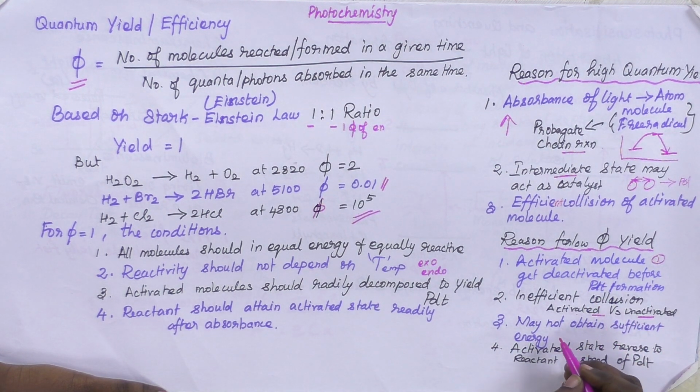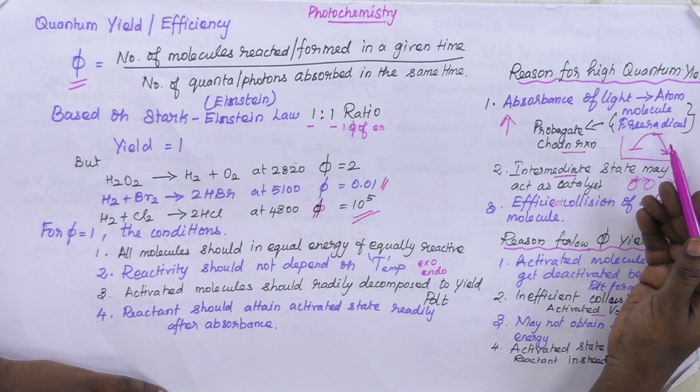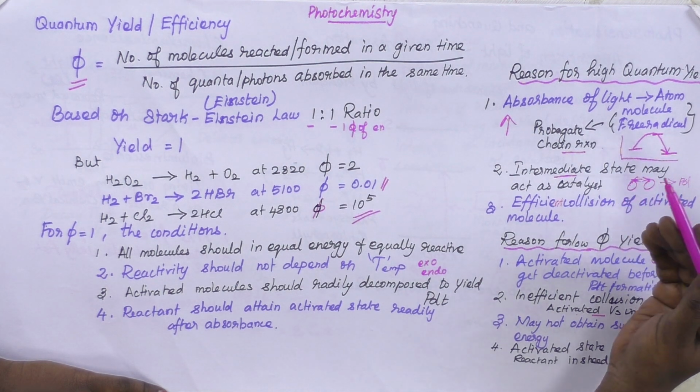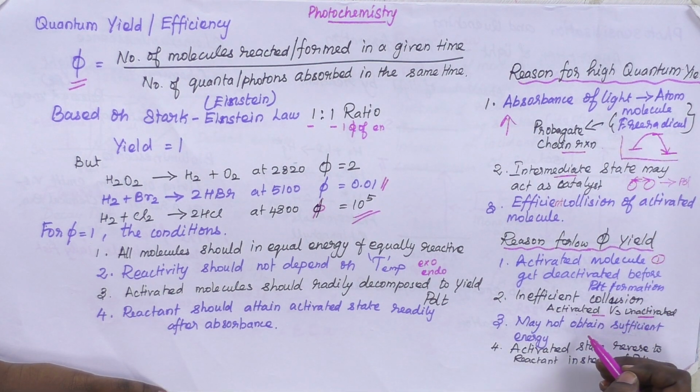The third point, it may not obtain sufficient energy. The reactant molecule absorbs energy, but that is not sufficient to produce an activated molecule or free radical which further propagates the chain reaction. So the insufficient energy may be the reason for the low quantum yield.